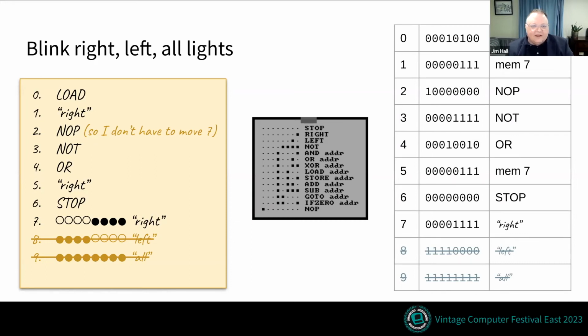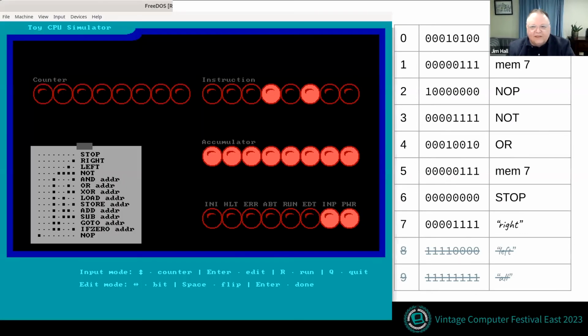And so I'm going to go ahead and now enter that program into the accumulator. So there's my 1, or my 0, which is my load instruction. And then 1 is the memory location 7. So that's still the same. And so memory location 2, or counter 2, needs to have a NOP instruction in it, right? So the null operation.